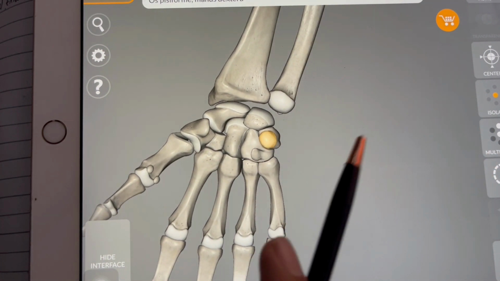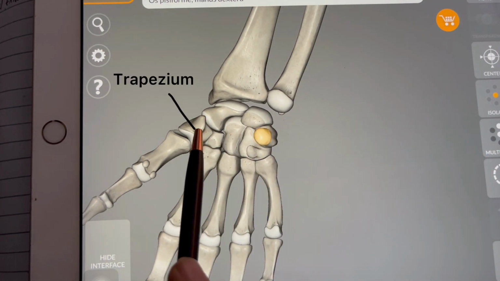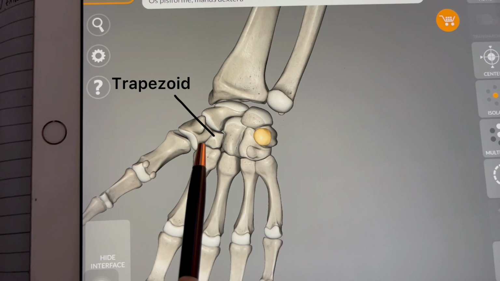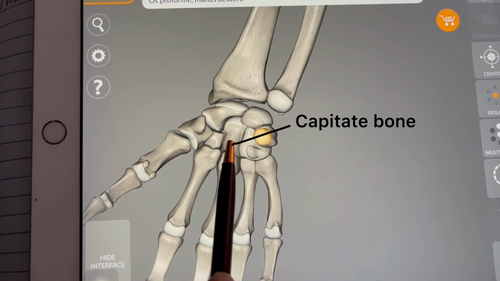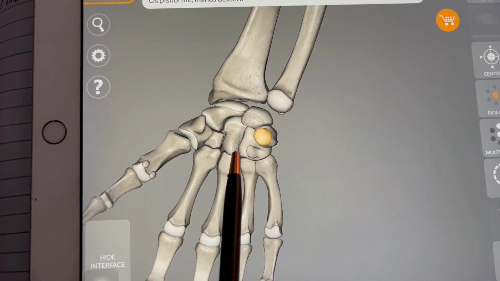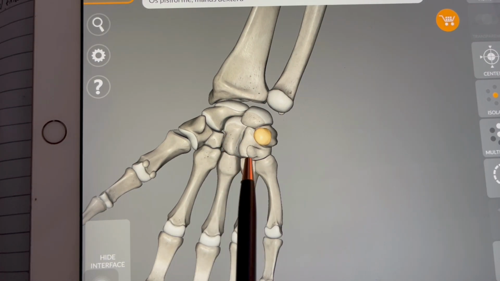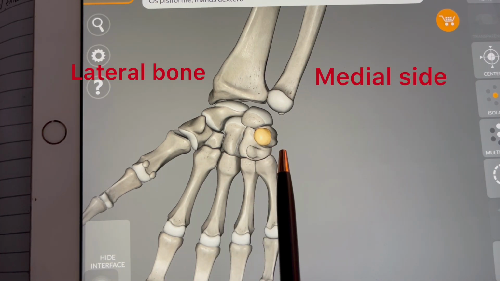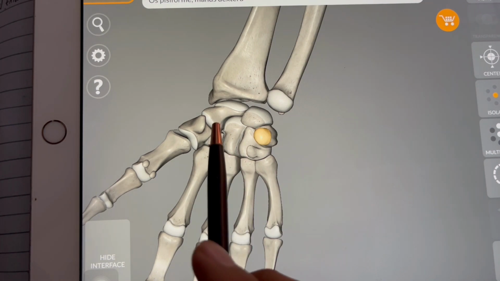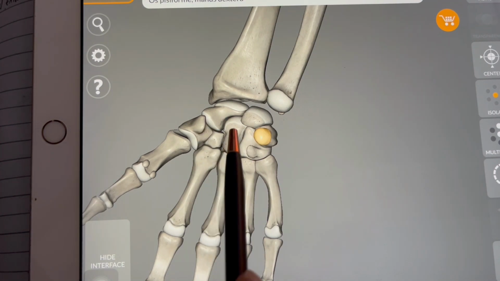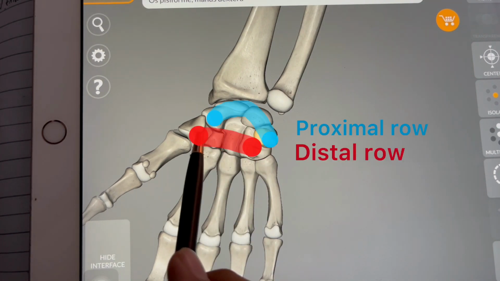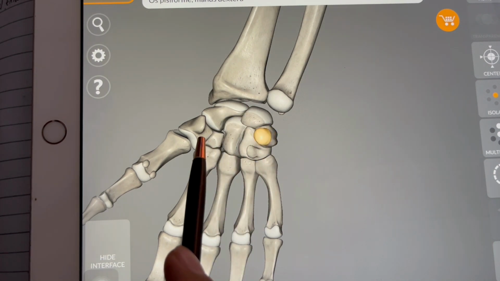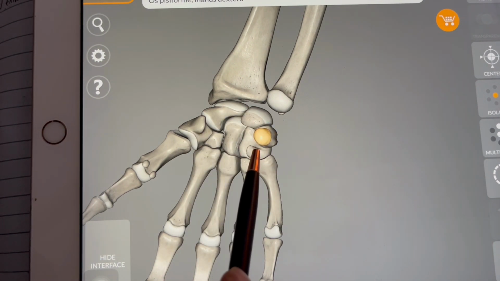Now in the distal row we have the trapezium bone, the trapezoid bone, and the capitate bone, which is the largest bone among all the carpal bones, and the hamate bone, which is located medially. So the carpal bones are arranged in two rows, the proximal row and the distal row. The proximal row has 4 bones, and the distal row also has 4 bones.